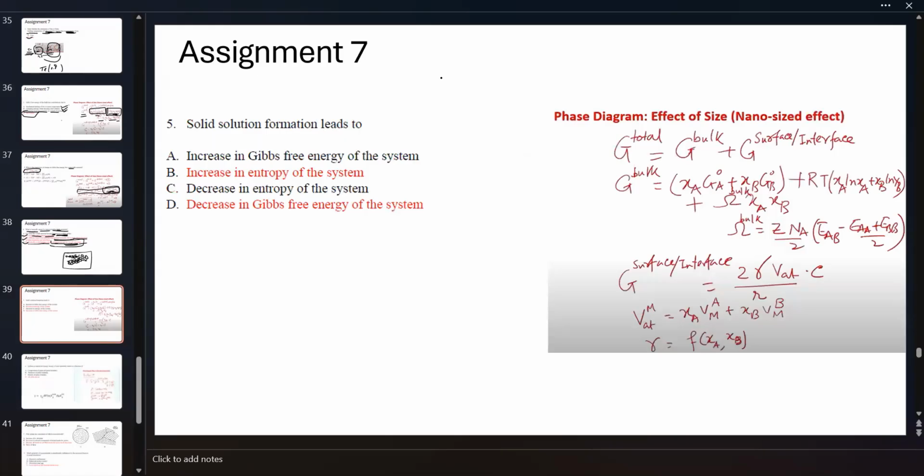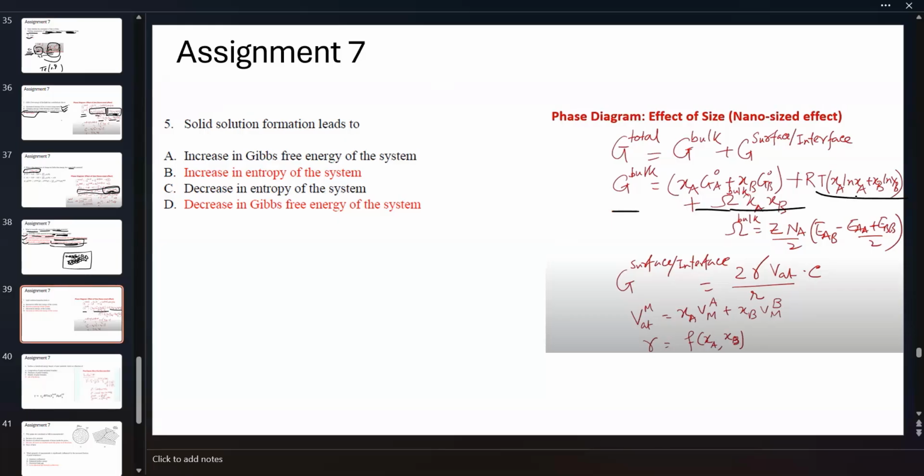Solid solution formation leads to what? A solid solution is increasing the entropy of the system. Your RT ln xA terms. There are more configurations possible in a mixture, a solid state solution. So entropy of the system is increasing. This is automatically incorrect. Gibbs free energy will decrease.